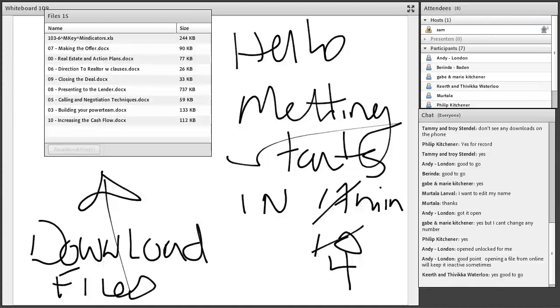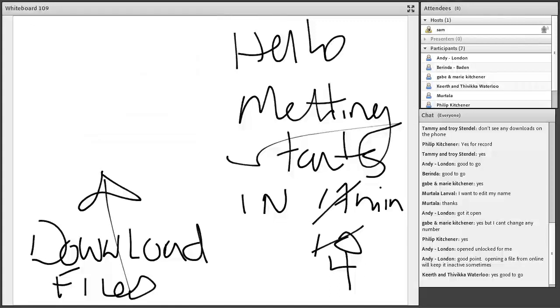I know it's a little bit different because I can't hear you and you can't immediately respond. Yes, good to go. Good. Okay. Good point. Opening the file from online will keep it from going inactive sometimes. That's right. Okay, so I'm going to share my screen with you, and we're going to go through the sheet together.